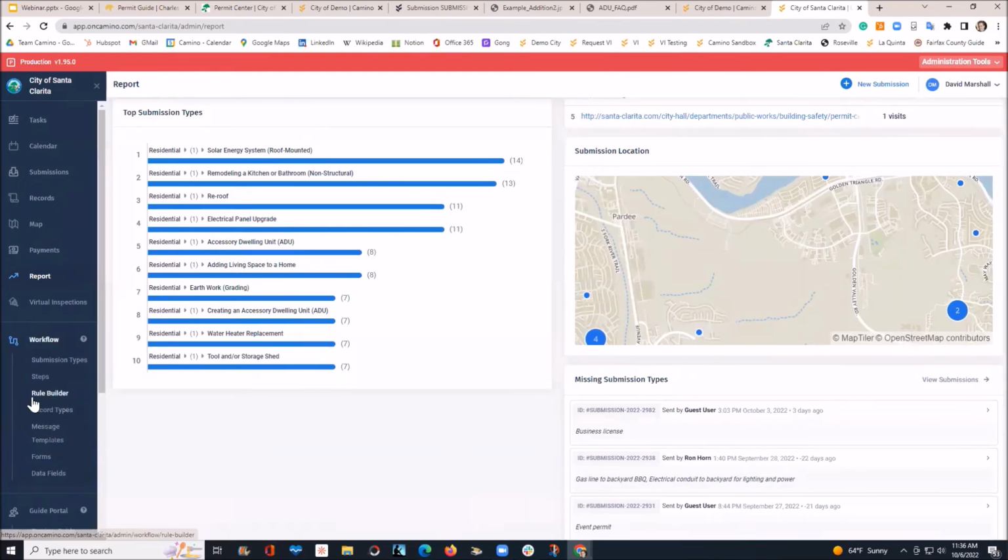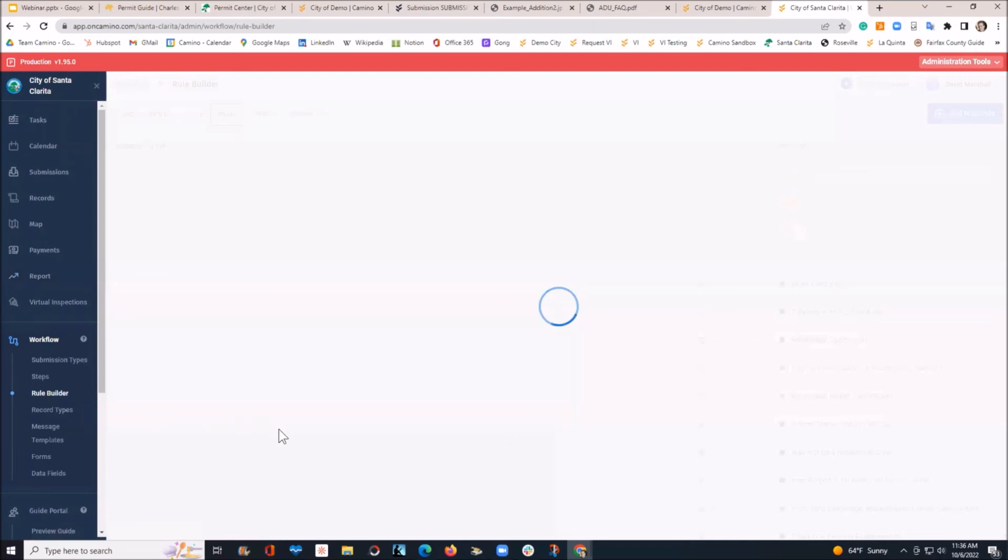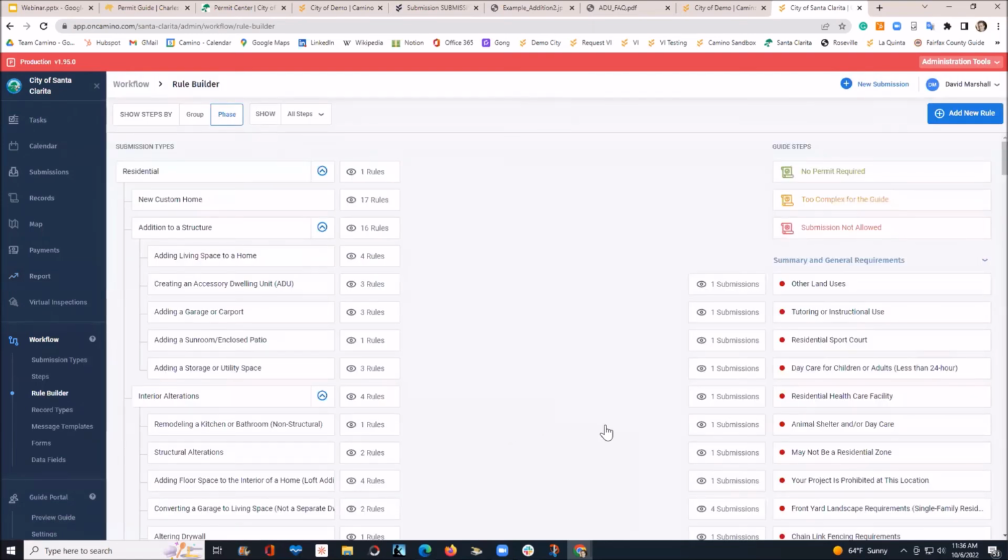Last thing I wanted to share now is when we talk about our rule builder. The reason I just wanted to share it is to share how easy Camino is to use. Literally, you do not need any IT people or coders. Santa Clarita, literally their permit staff built their guide from the ground up because it was that easy, right? But also maintaining the system is just as important, right? You're not at the beck and call of a coder that might be busy. If you need to make a change, you can make it yourself.